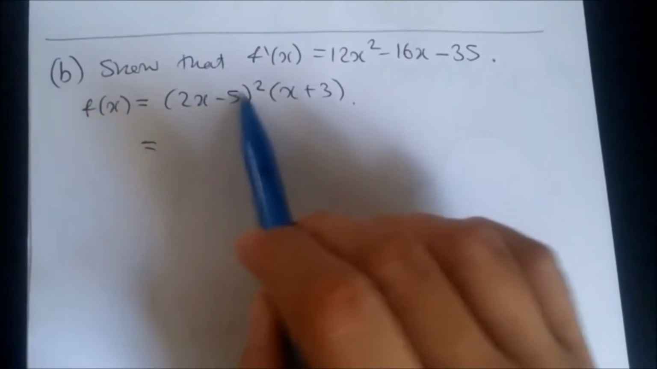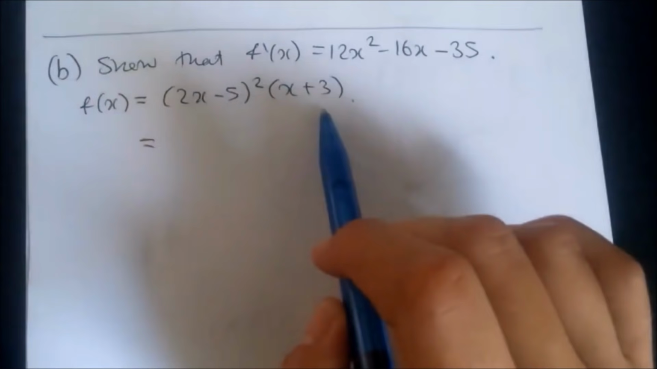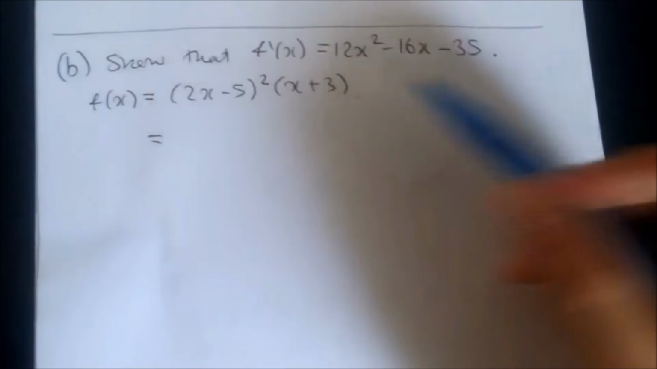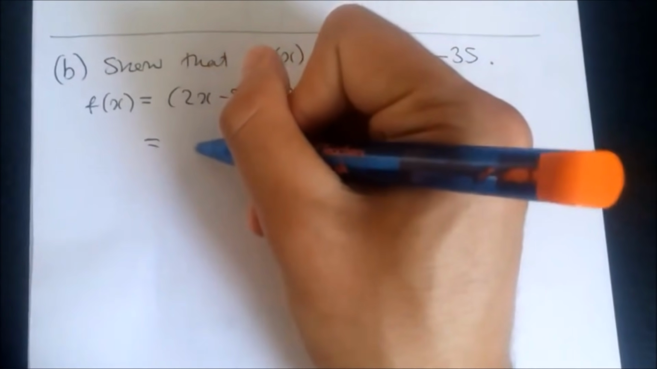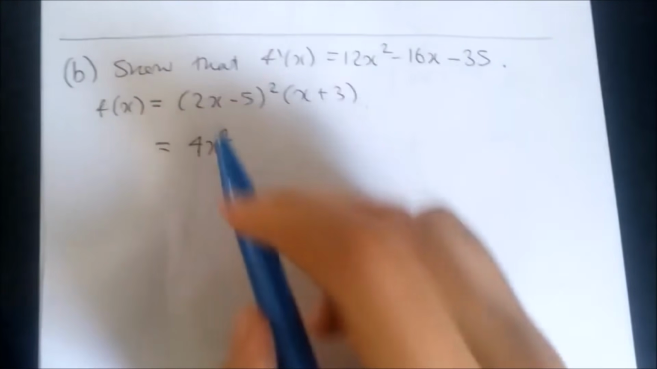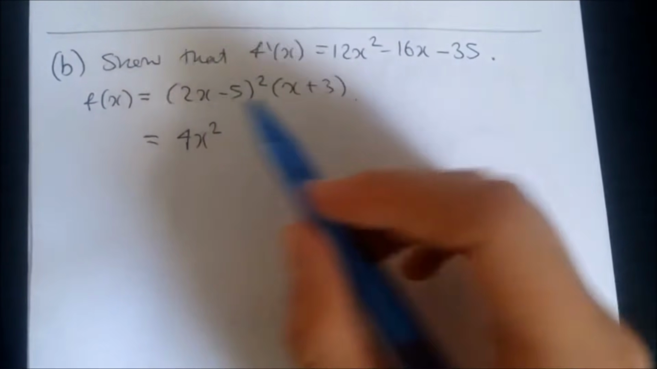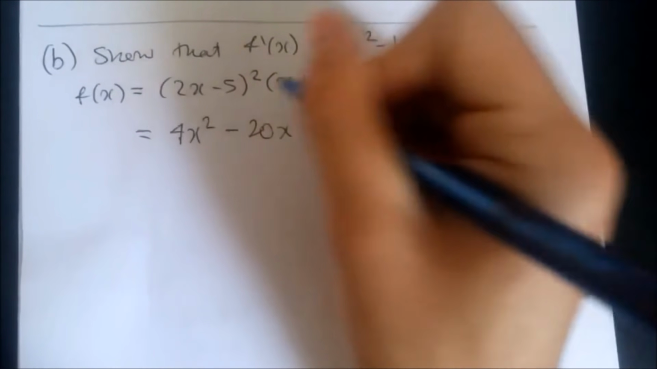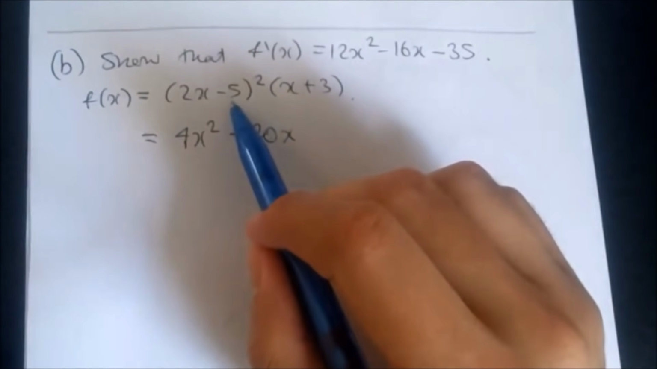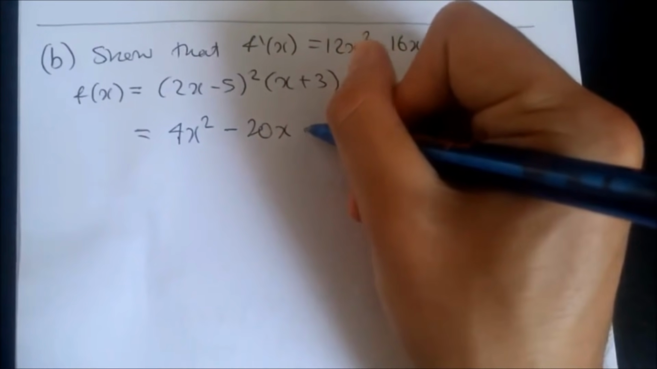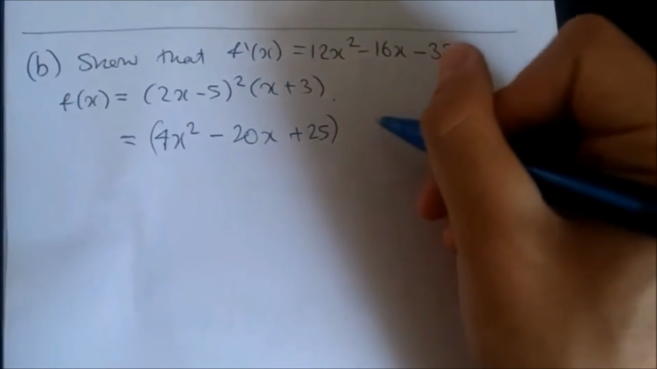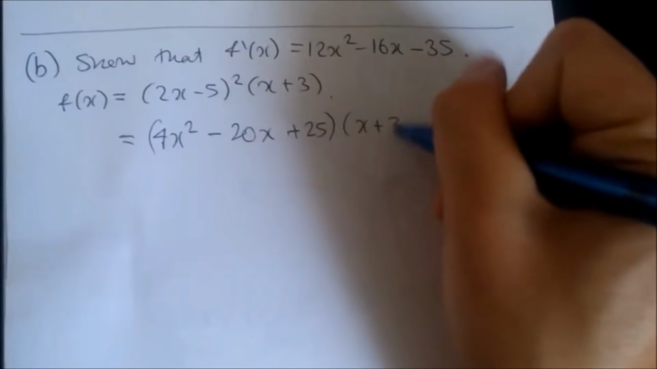In other words, focus on one bracket, two brackets, and then do the next one. So because this is squared, this is straightforward. So let's expand the square. We're going to have 2x times 2x is 4x squared. 2x times minus 5, and then minus 5 times 2x will give us minus 10x, minus 10x. Lastly, minus 5 times minus 5 is plus 25. We can wrap this firmly around (x plus 3).